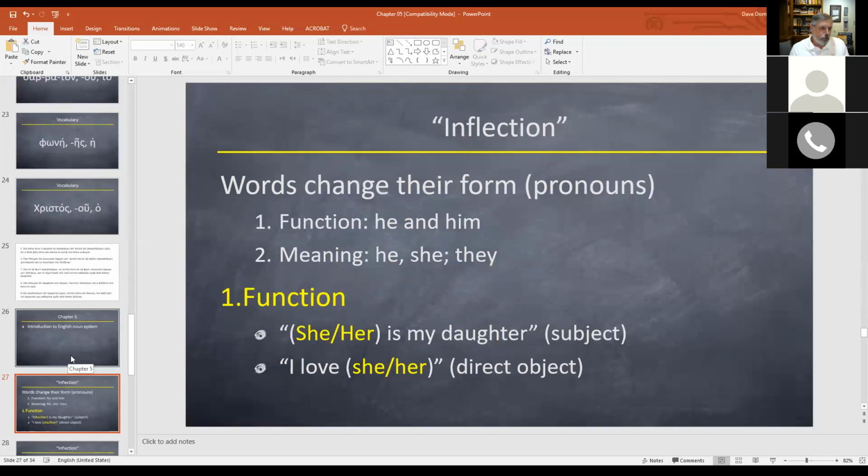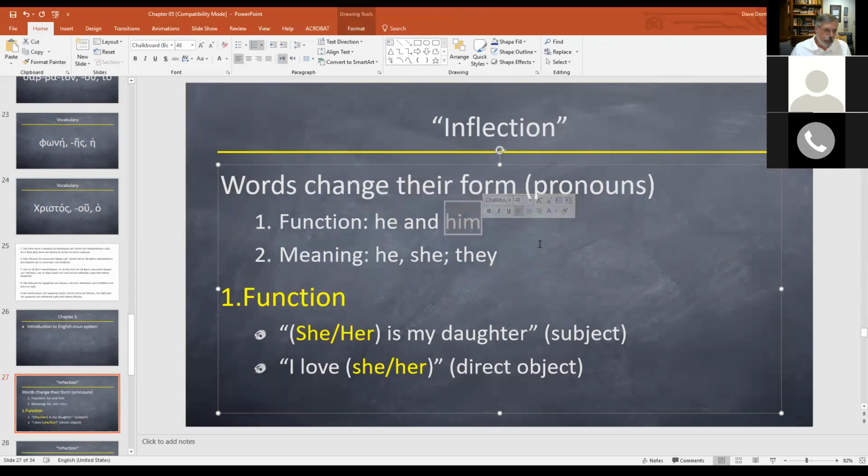Oh. In English, there is a system called inflection, where the words change their form. We see it in pronouns. For example, he and him have the same meaning, but they change their form. He functions as a subject, and him would function as the direct object. But they mean the same thing. They're speaking to the same person.